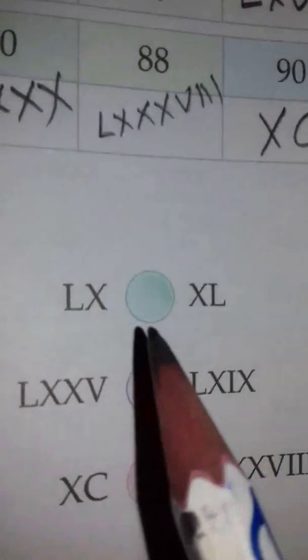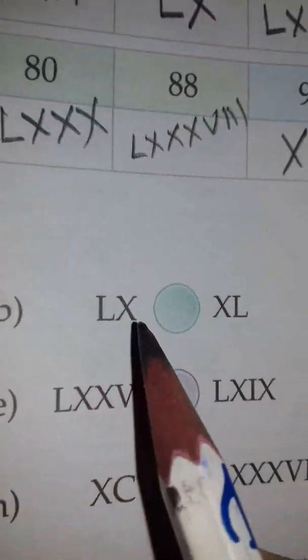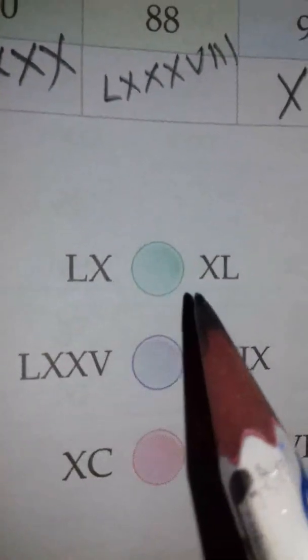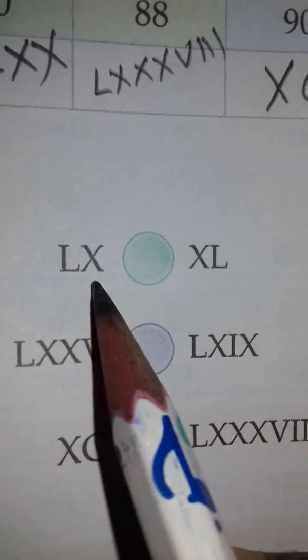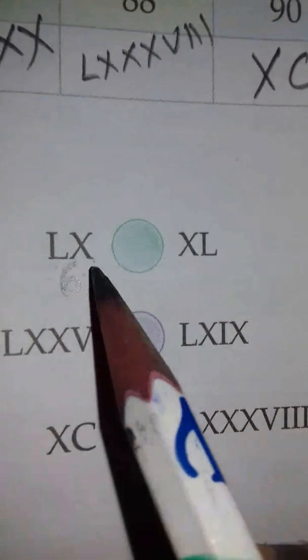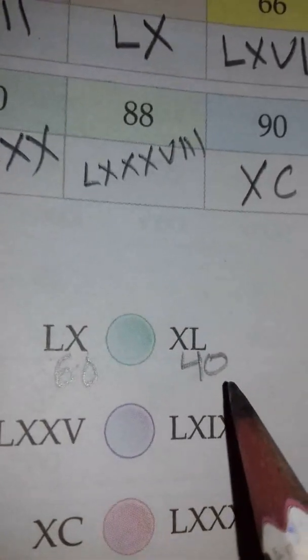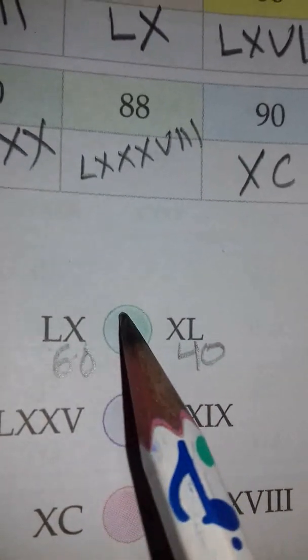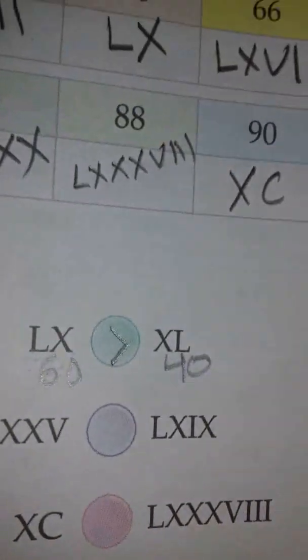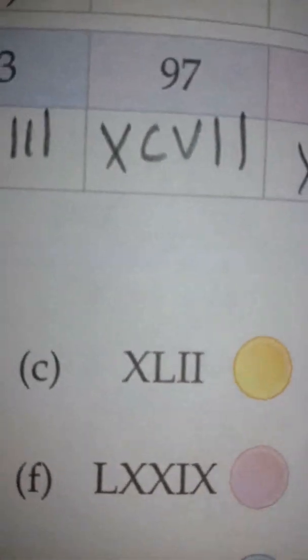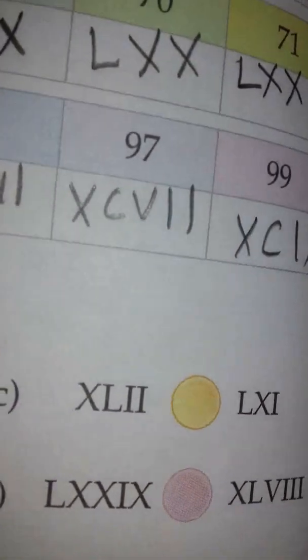In B1 again you have to decide the less or greater symbol. So LX. LX means 50 plus X means 60, and XL. XL means 40. So which is the greater one? Yes, LX.